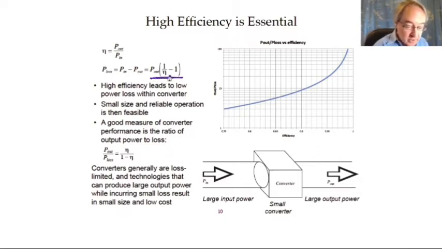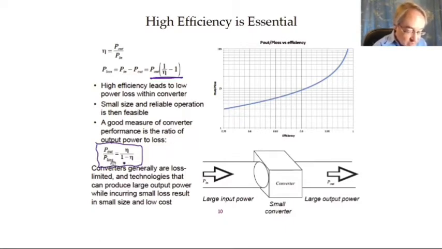So if we can build a converter with higher efficiency, then we can either reduce the loss and build a smaller converter with smaller heat sinks, or for the same amount of heat sinking, we can get more output power and build a converter that produces more power. So a measure of how good the converter technology is really is the ratio of the output power to the loss. And here it's expressed in terms of efficiency.